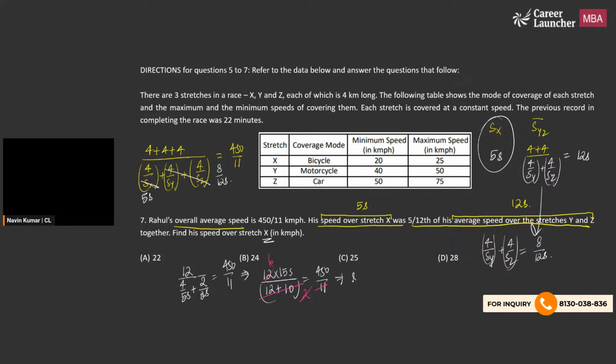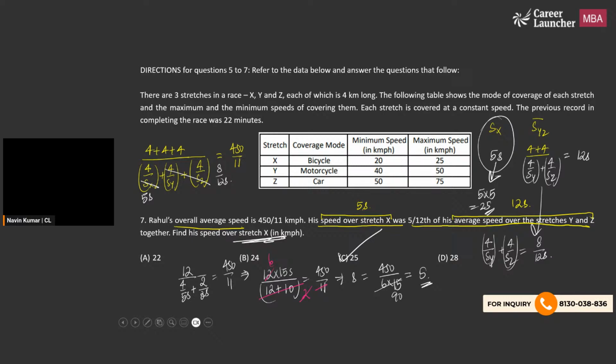So from here, we will have S is equal to 450 divided by 6 into 15, which will result in 6 into 15 is 90, right? 450 by 90 is 5. Since we have to calculate over stretch X, we have to calculate 5s, and 5s is going to give us 5 into 5, which is 25. Option C.